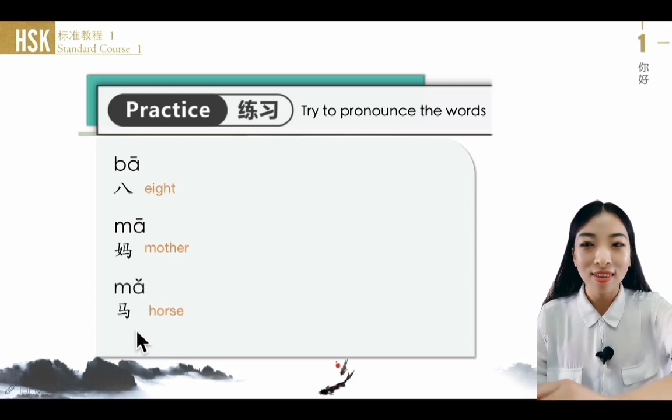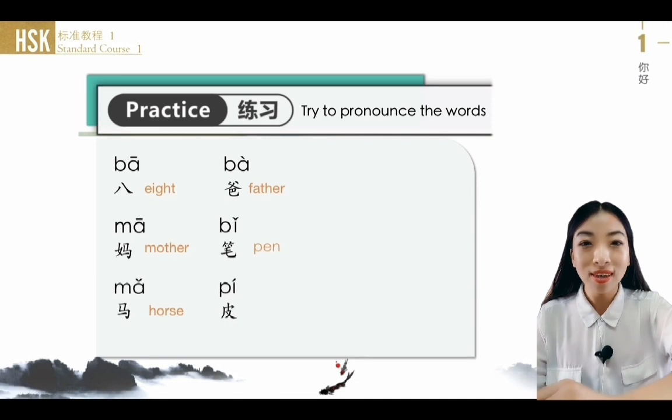马, horse. 爸, father. 笔, pen. 皮, skin. 米, rice. 秘密, secret. 不, no, not.